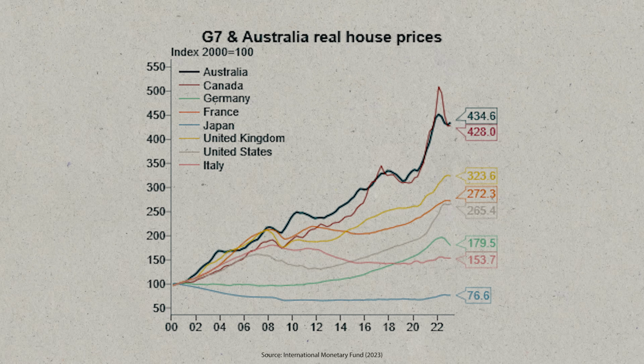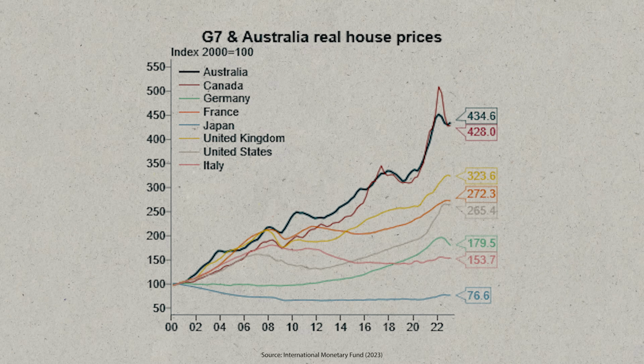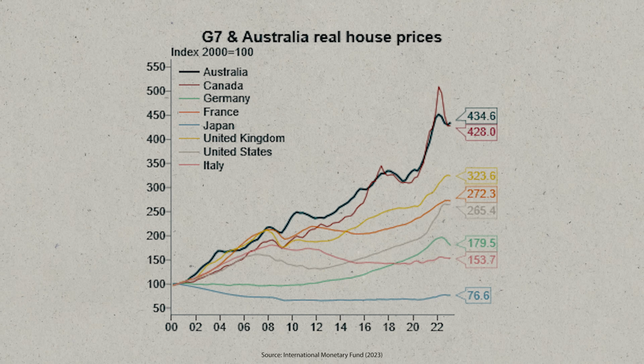And wages have simply failed to keep up. This hyper acceleration of housing appreciation is kind of similar to what's going on in Canada and the US, by the way, countries which have also seen 40 and 50% increases respectively.